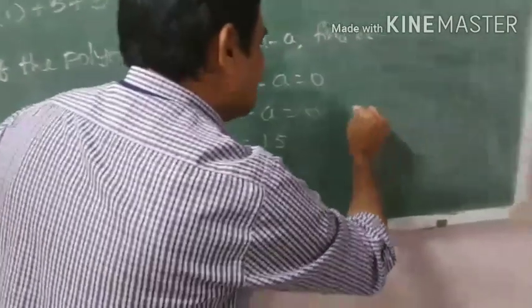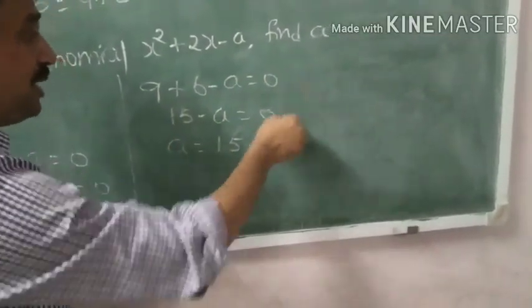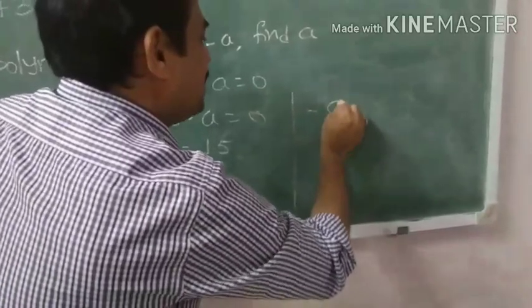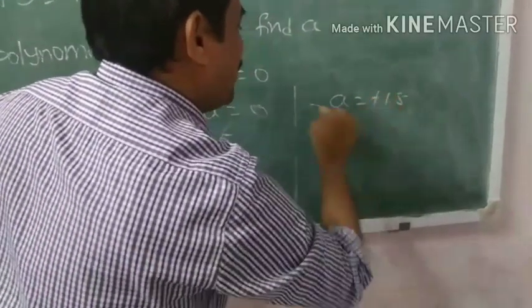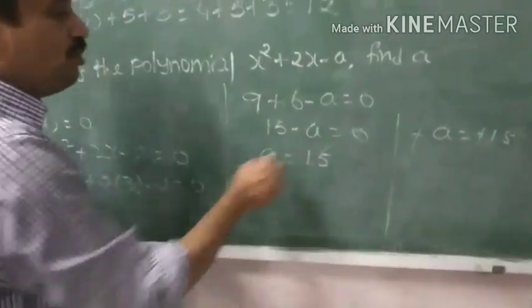Or we can write it another way also. This minus 15 on the other side becomes plus 15. Plus 15 becomes minus 15. Then minus minus gets cancelled. Minus a is equal to minus 15. We can write it like this also. Anyhow, we will get a is equal to 15.